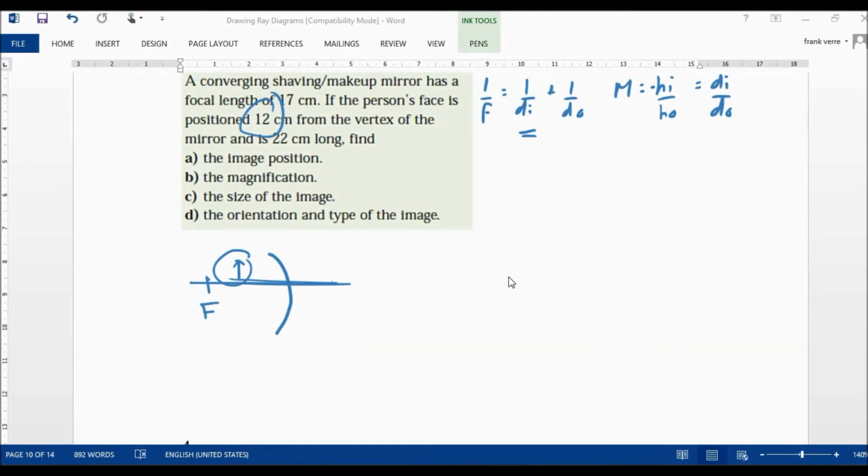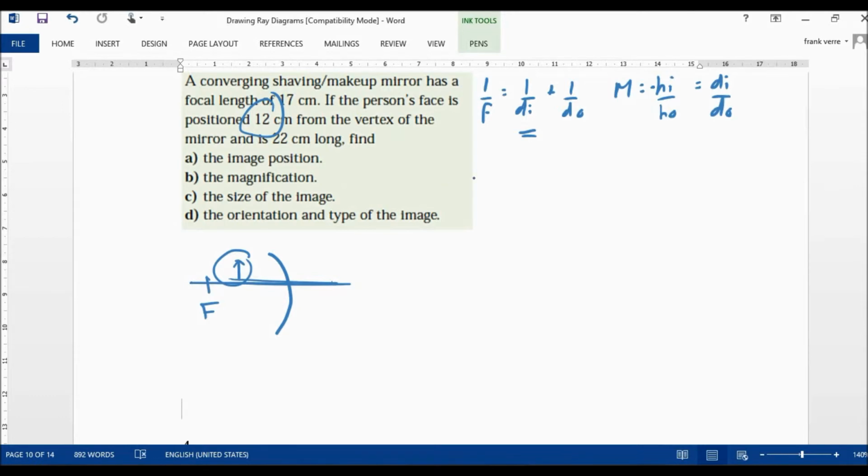Okay, so for another concave mirror question. Here we have a person who's using a mirror for makeup. The focal length of the mirror is 17 centimeters. The person's face is 12 centimeters away. So the person's face actually is closer to the mirror than the focus is.